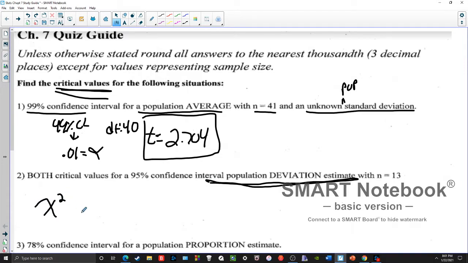That's the critical value table that you use to estimate population deviation. And the keyword here is also that you're going to find both, because this is the only one where you actually have to figure out both, because everything else is symmetric. Like this technically is plus or minus 2.704. And z-scores are also like that, plus or minus. But chi-scores are not symmetric, so you actually have to look up both manually.